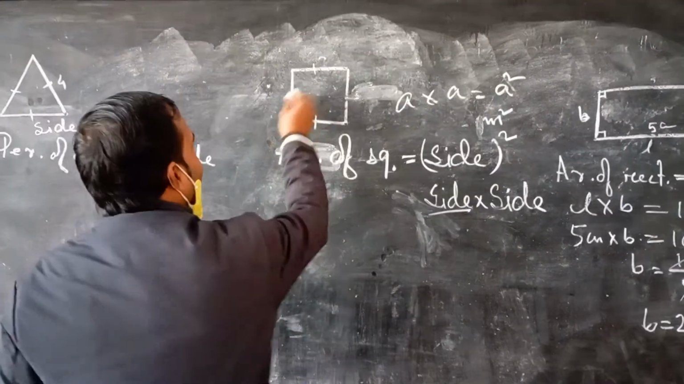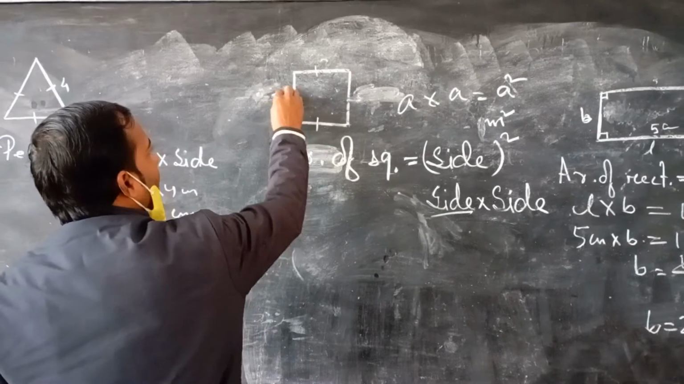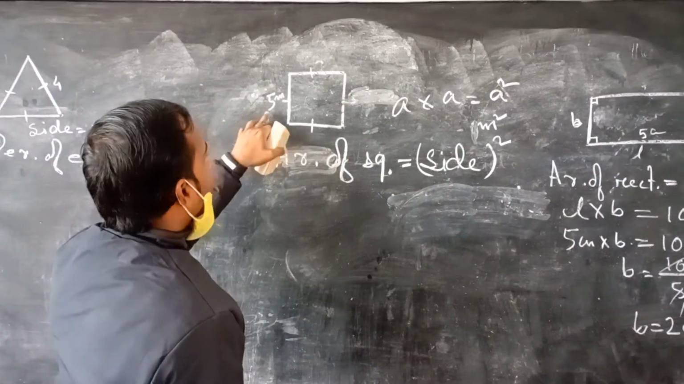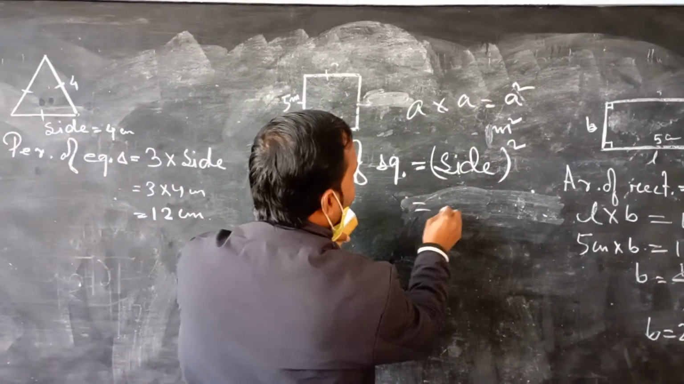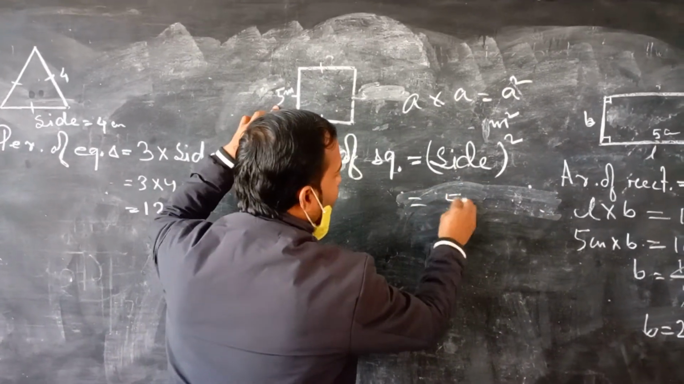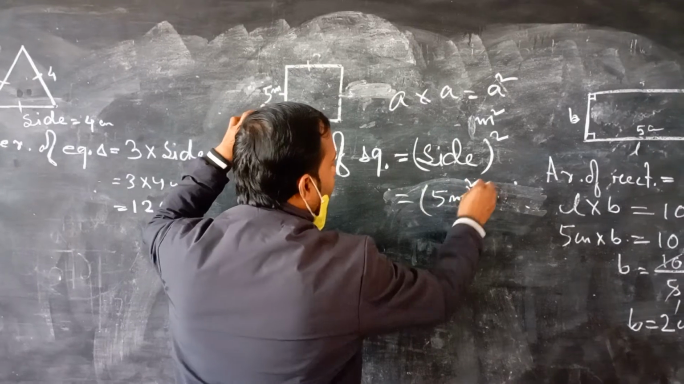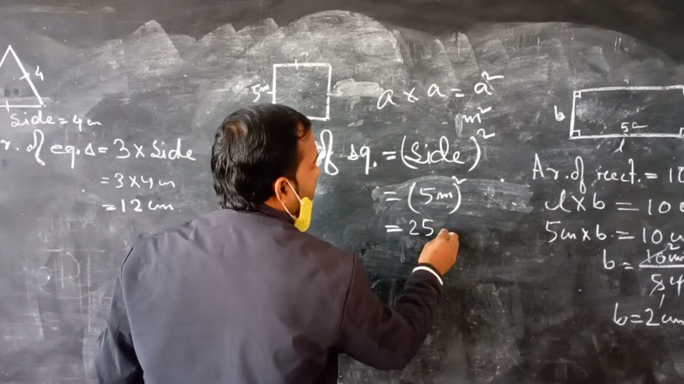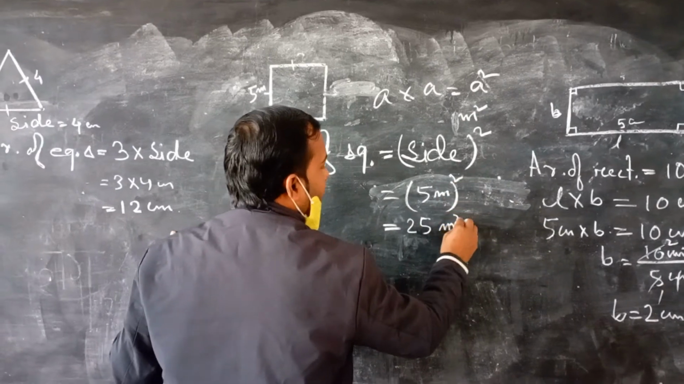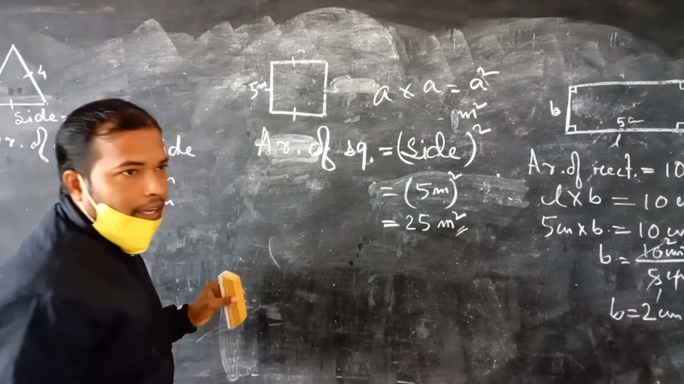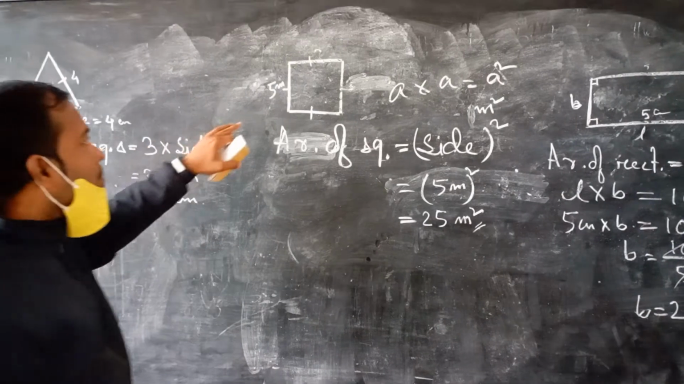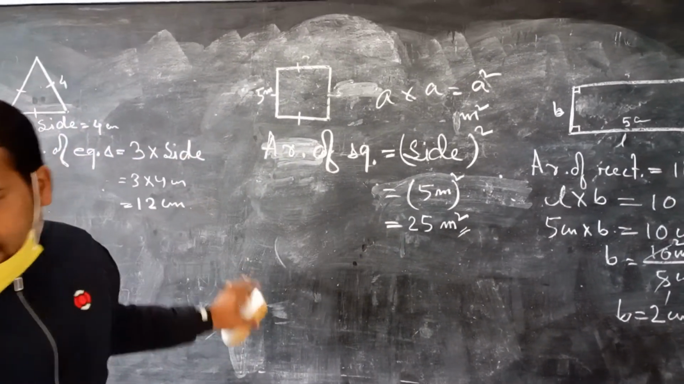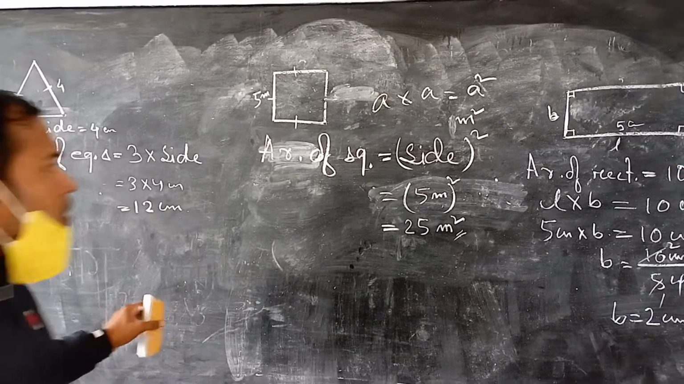Okay? Suppose here side is given 5 meter. Then area of square, we know area of square is equal side square. In place of side just put 5 meter, put meter. 5 square is equal 5 fives are 25. Then meter square will remain as meter square. This one will be your answer. But sometimes area will be given and you have to find the side. Then how will you find it?